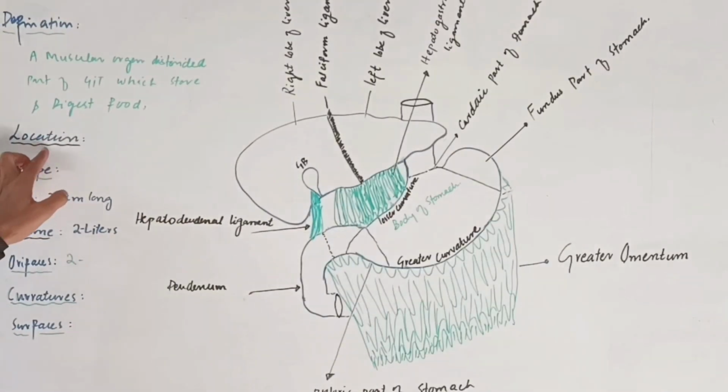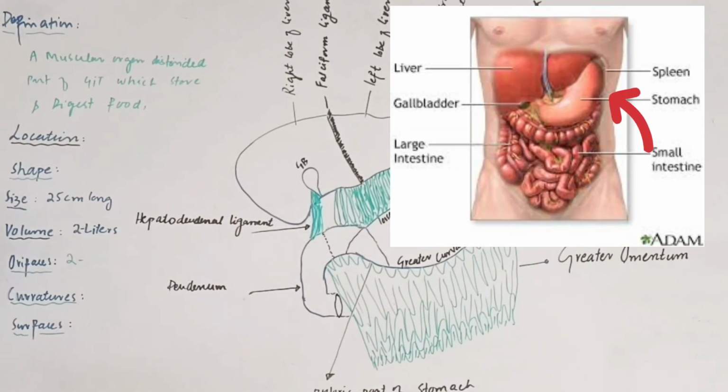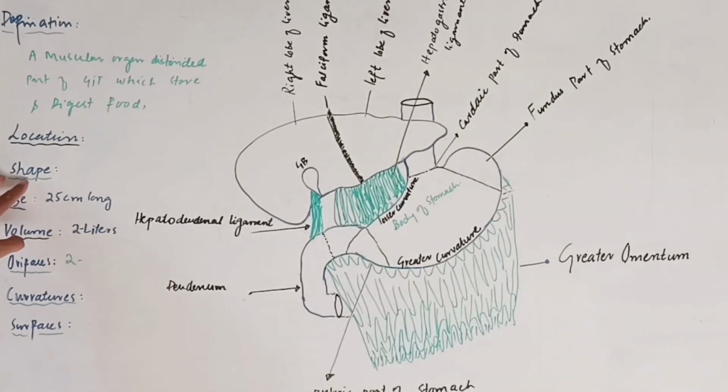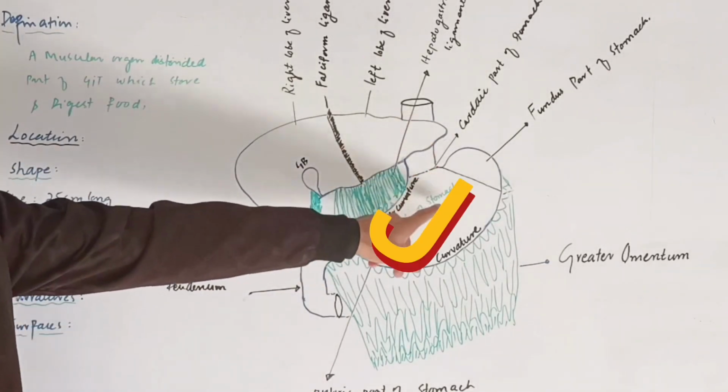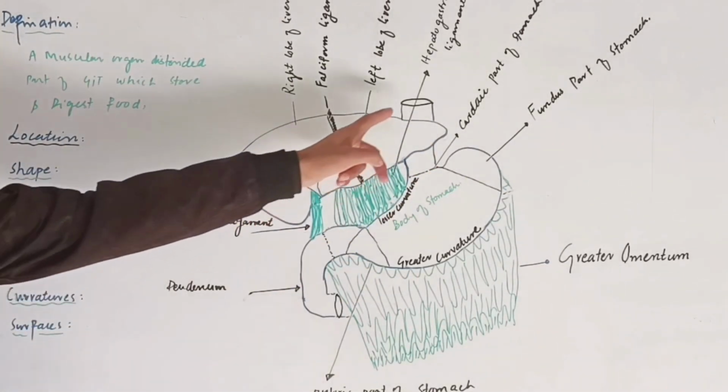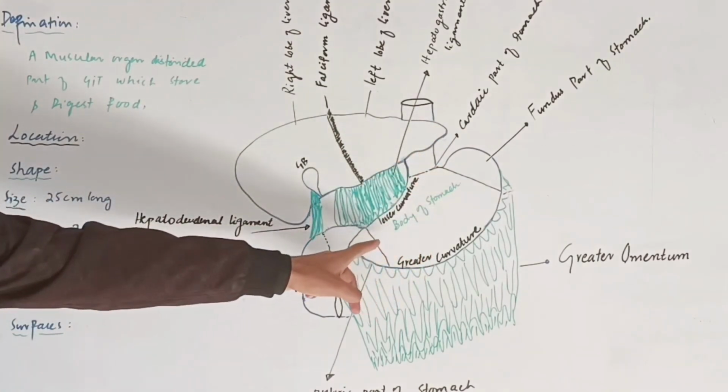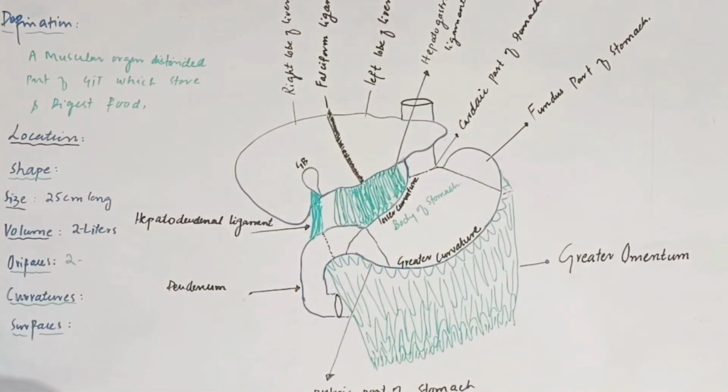What is the location of the stomach? The stomach is present in the left upper part of the abdomen. What is the shape of the stomach? Here you can see the stomach is a J shape. The size of the stomach is about 25 centimeter long.